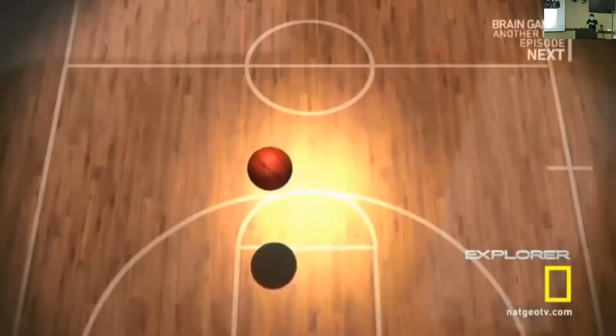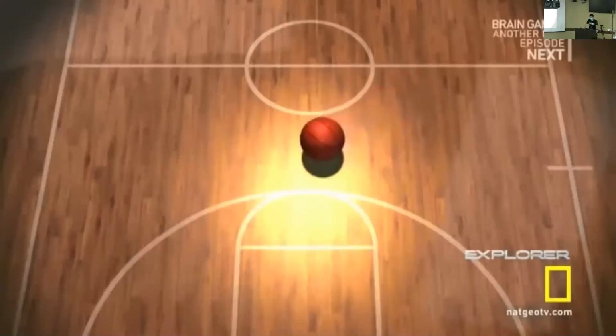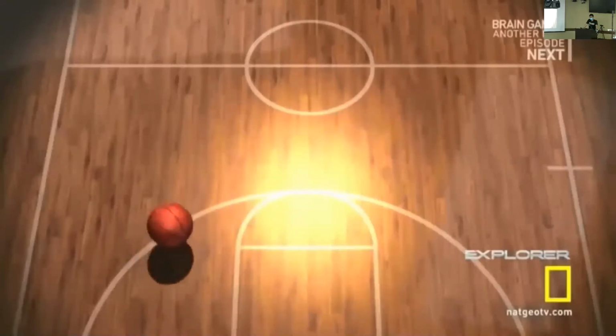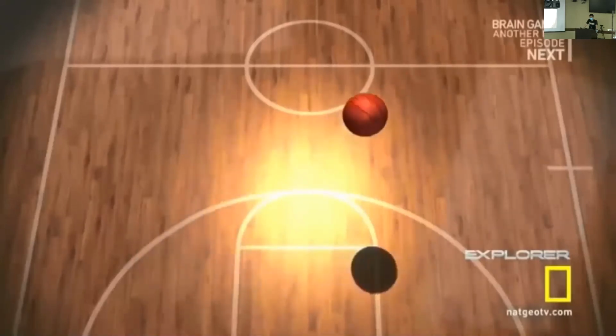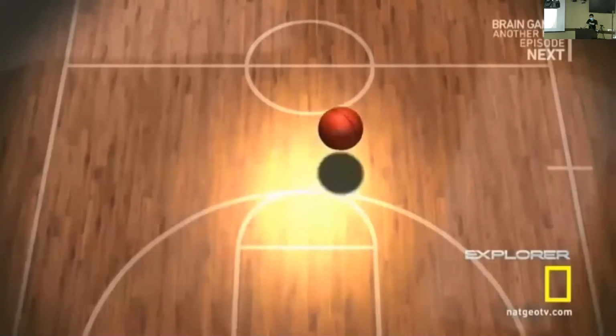Let's tweak the shadow one more time. What's the ball doing now? Looks like it's bouncing, right? In a world with a single light source, your brain has learned to trust shadows as a near foolproof way to know the behavior of objects in space. And in general, it's worked.